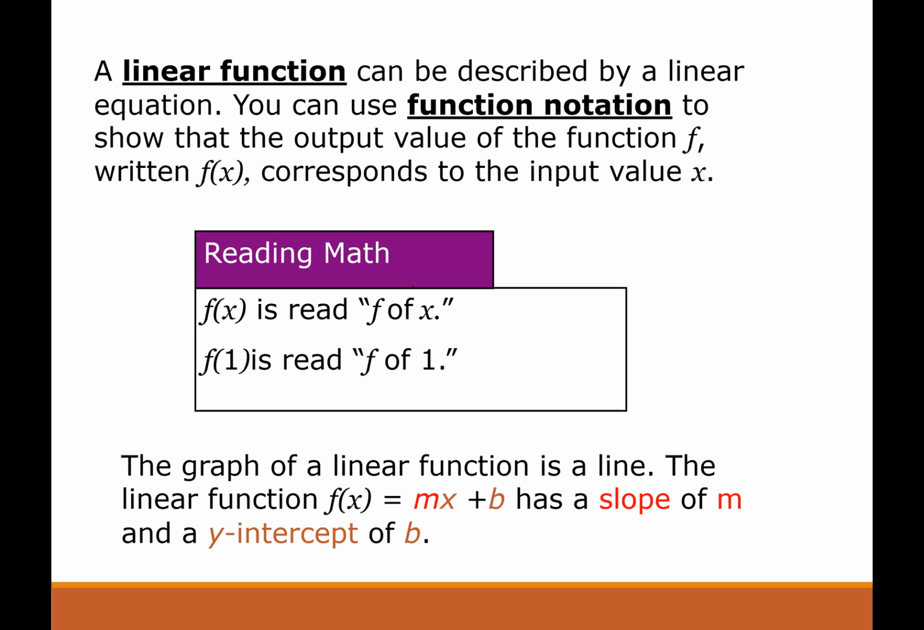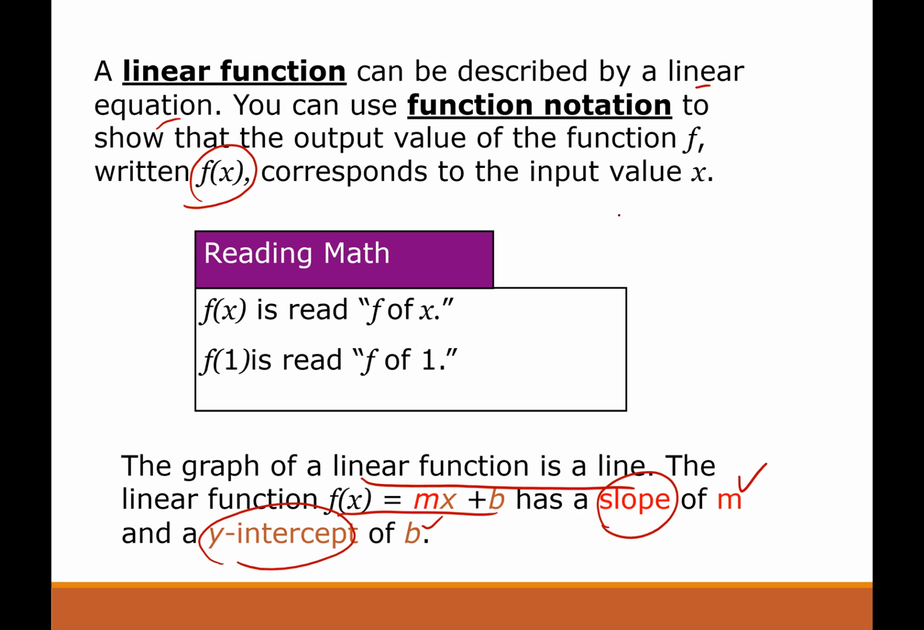A linear function could be described by a linear equation, but with function notation. Function notation we typically use f of x, and it's read as f of x. F of 1 is read as f of 1. The graph of a linear function is a line. Linear functions appear in this form, with a slope m and a y-intercept b. Those two are the most important things to identify a linear function. Any questions on the function notation?